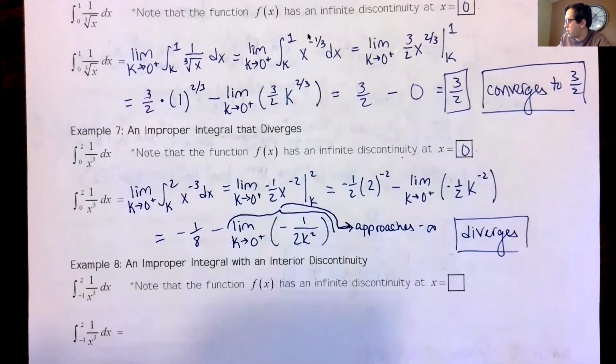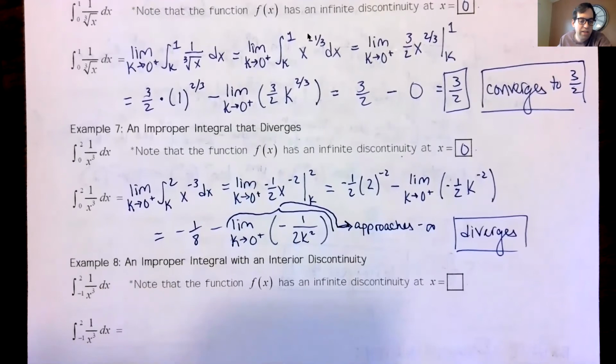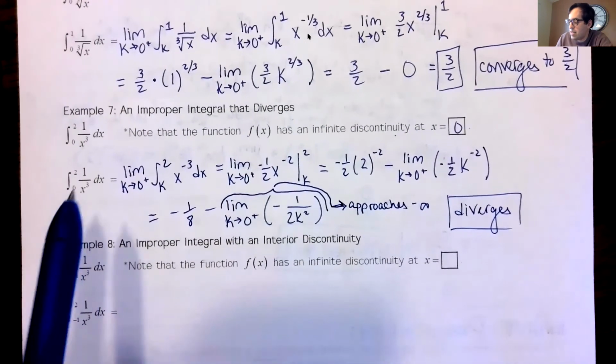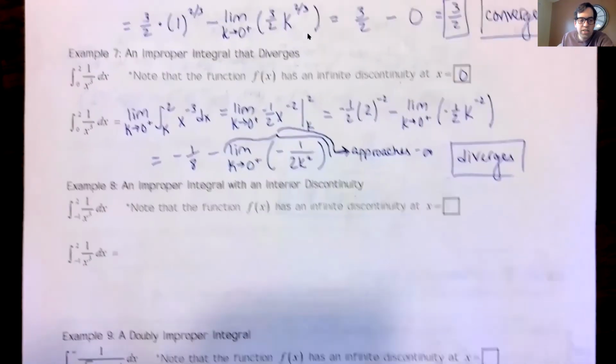So it's -1/8, essentially -1/8 minus -infinity. Well, that's going to be a big problem. So that diverges. That area doesn't approach a specific number. It keeps growing forever. We've got 2 more examples to get through.